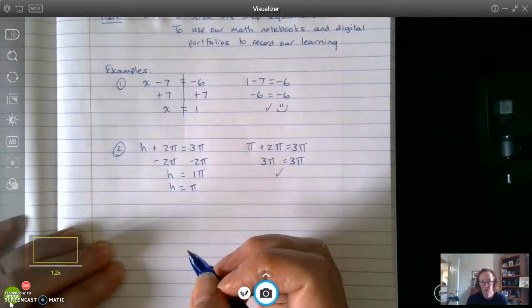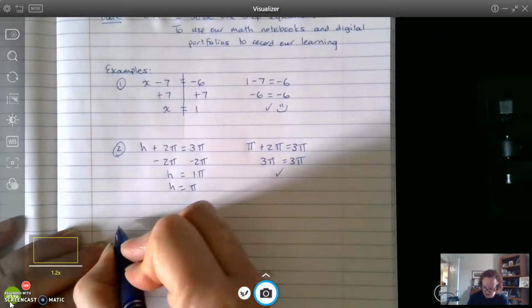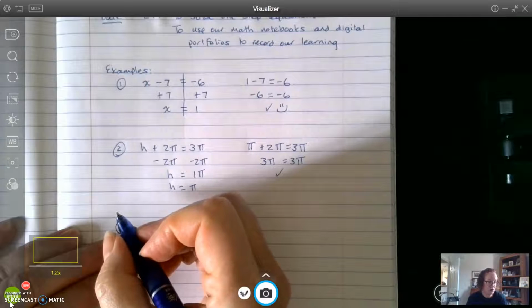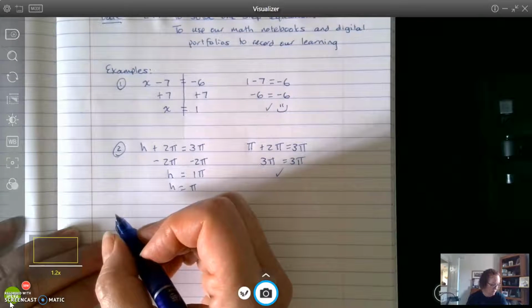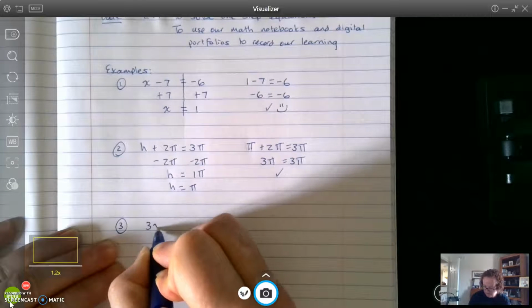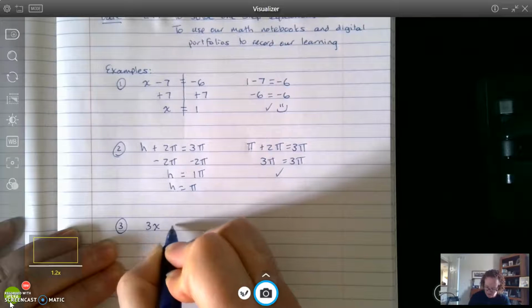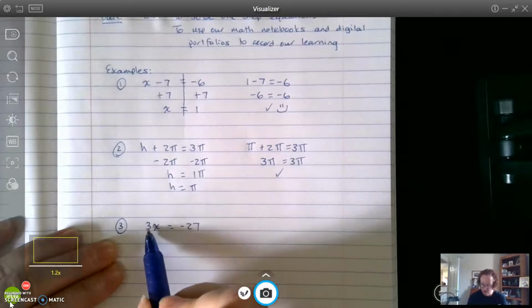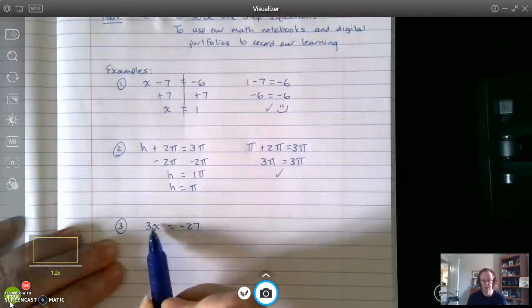I'm going to do a couple more examples and then I will give you practice problems. Example number 3, we're going to switch over and do some multiplication and division. So the first problem that I'm going to give us is 3x equals negative 27. So the operation is currently multiplication.